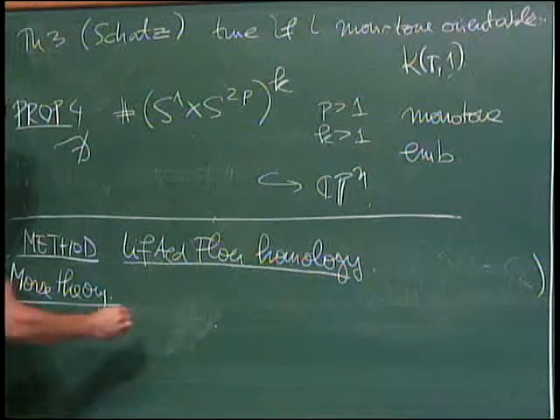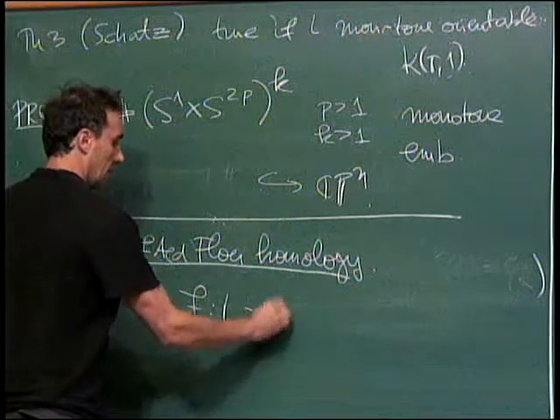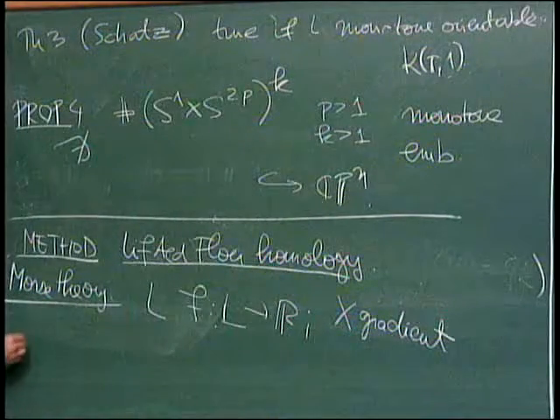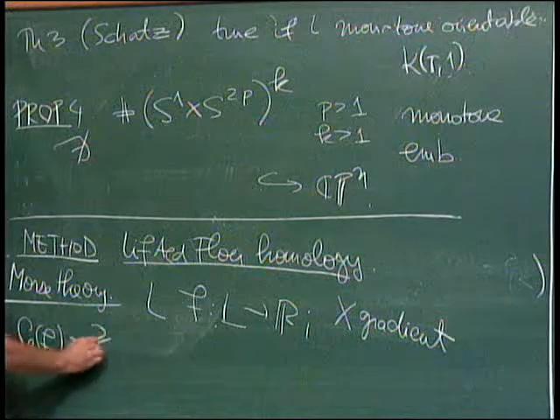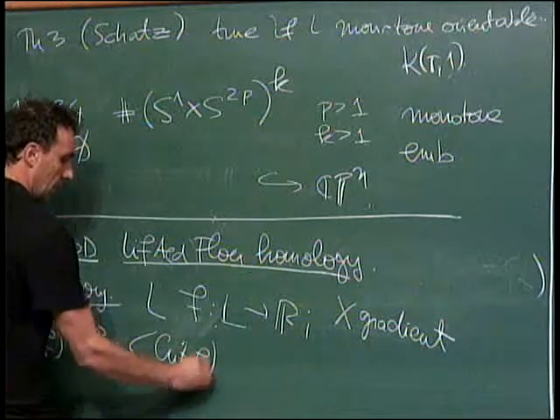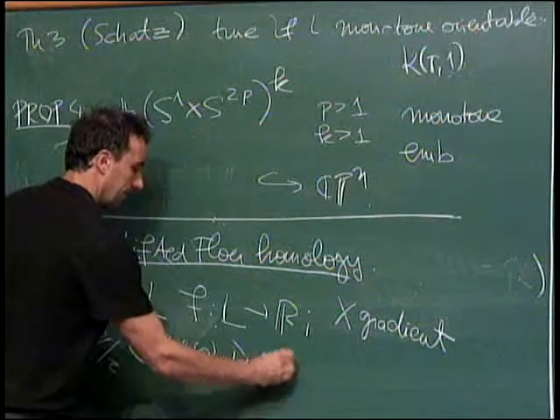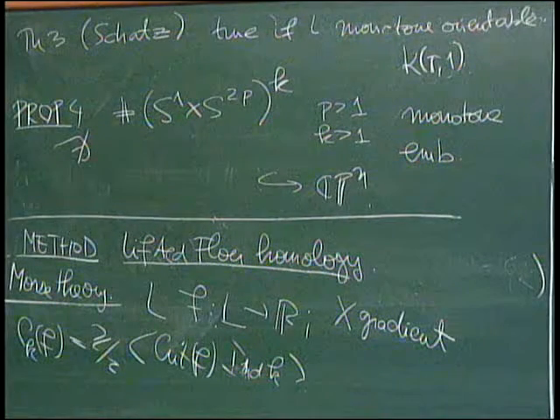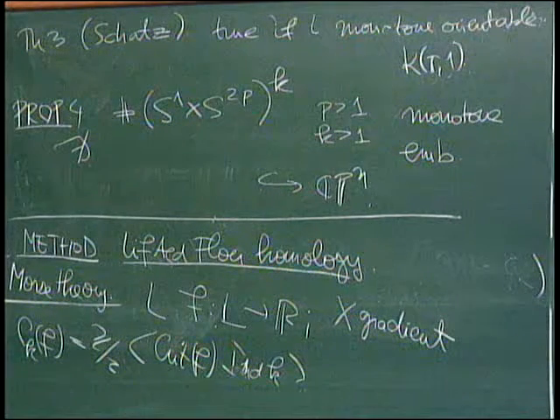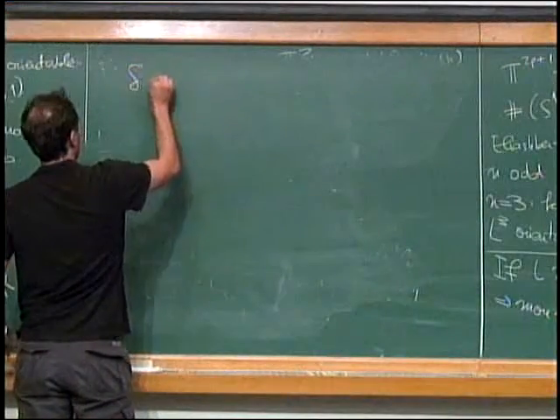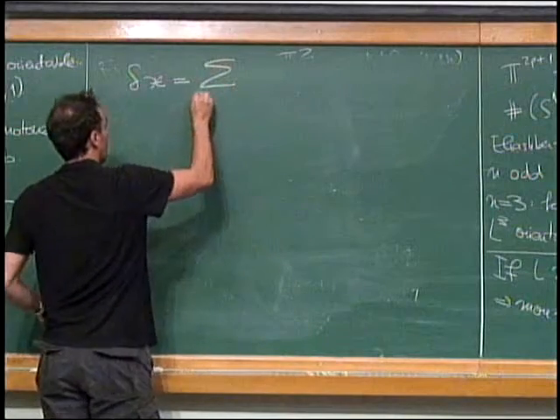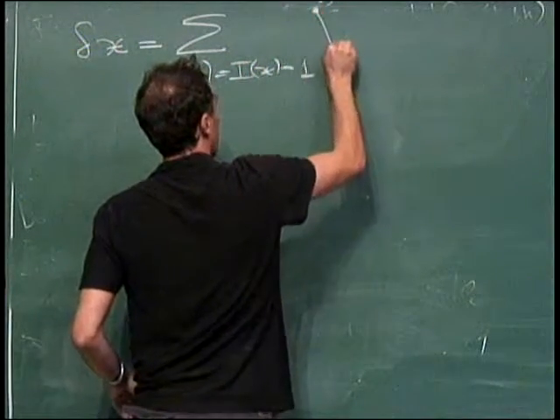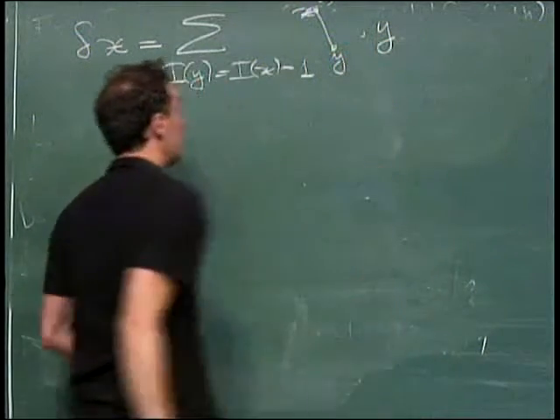So Morse theory: you take L and you take a Morse function, and then you take a generic gradient, and you define Ck of f, which is spanned by the critical points of index k. And then you define the differential by counting the gradient lines between points of consecutive indices. So for x, y with index of y equal to index of x minus 1, you count these gradient lines from x to y.